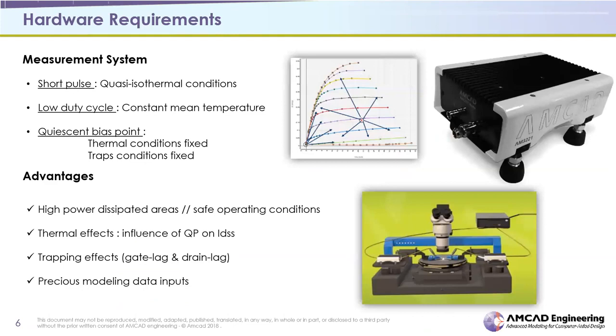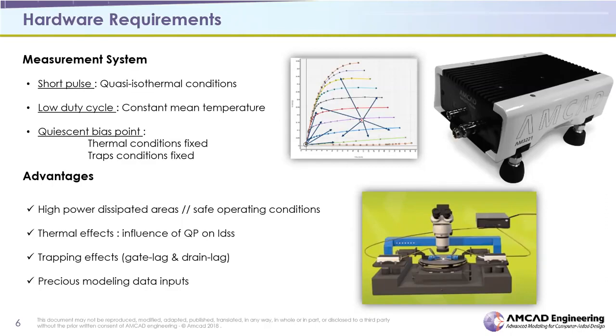Now, in terms of hardware, you need to be able to extract this model, but first, you need to do some measurements. The first thing is we need to do measurements with a very short pulse. The reason for that is we would like to have quasi-isothermal conditions. We would also like to do the measurement with a very low duty cycle, to have a constant mean temperature. Being also able to do the measurement from different quiescent bias points will help fix the thermal conditions and the trapped conditions in the device. And as we will see, those are very important parameters.